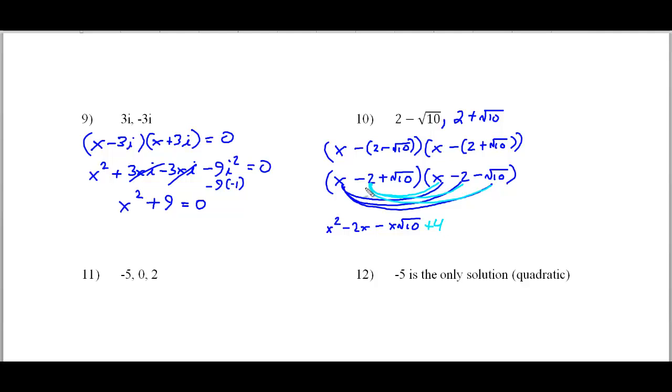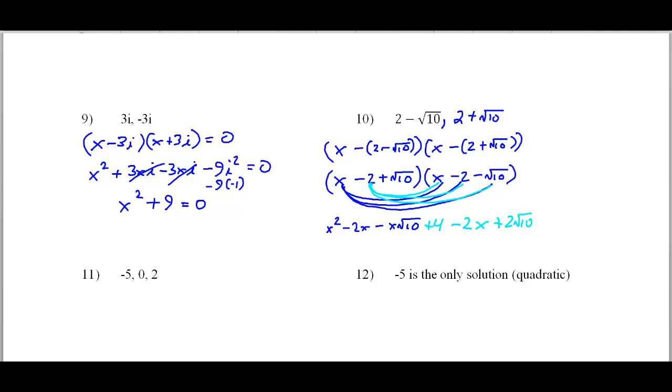Negative 2 times, whoop, I'm sorry, I went out of order here. Negative 2 times x is negative 2x. Alright, negative 2 times negative 2 is positive 4. Luckily, these are all commutative, and negative 2 times negative square root of 10 is going to be positive 2 square root of 10.